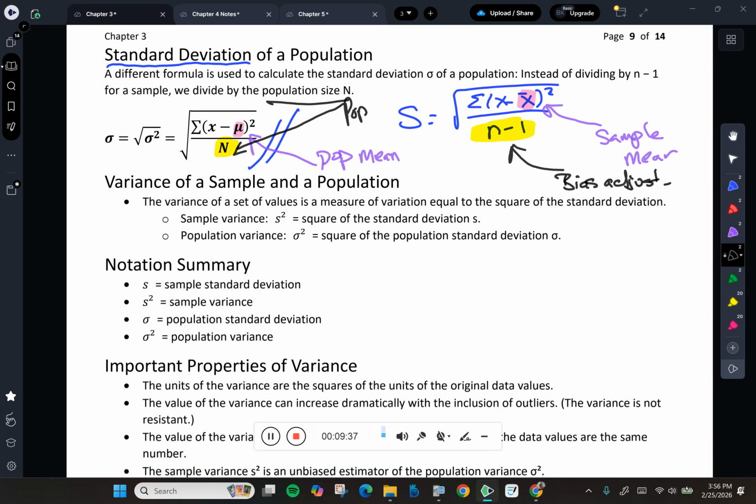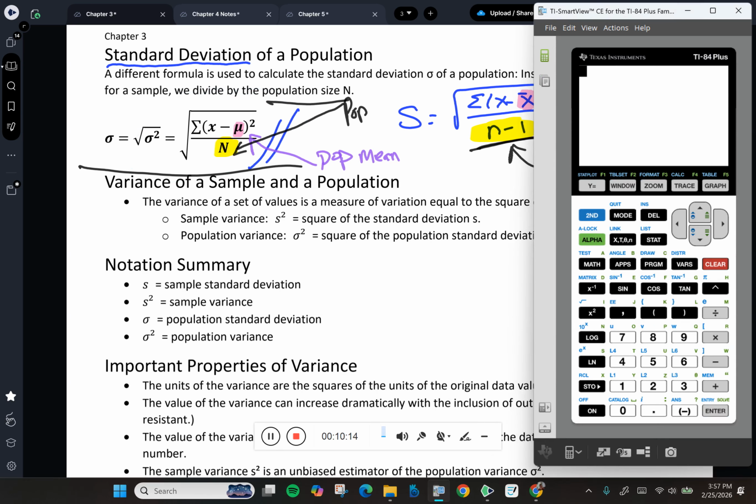Right? And if you really want to know why n-1 is a bias adjustment, we can meet up for office hours and I can have a conversation with you about it. Right? It's a long conversation. Just accept that by subtracting 1 from the sample size, it makes the standard deviation a better estimator for the population standard deviation. We don't do this very often. And the reason we don't do it very often is we don't know population data very often, right?